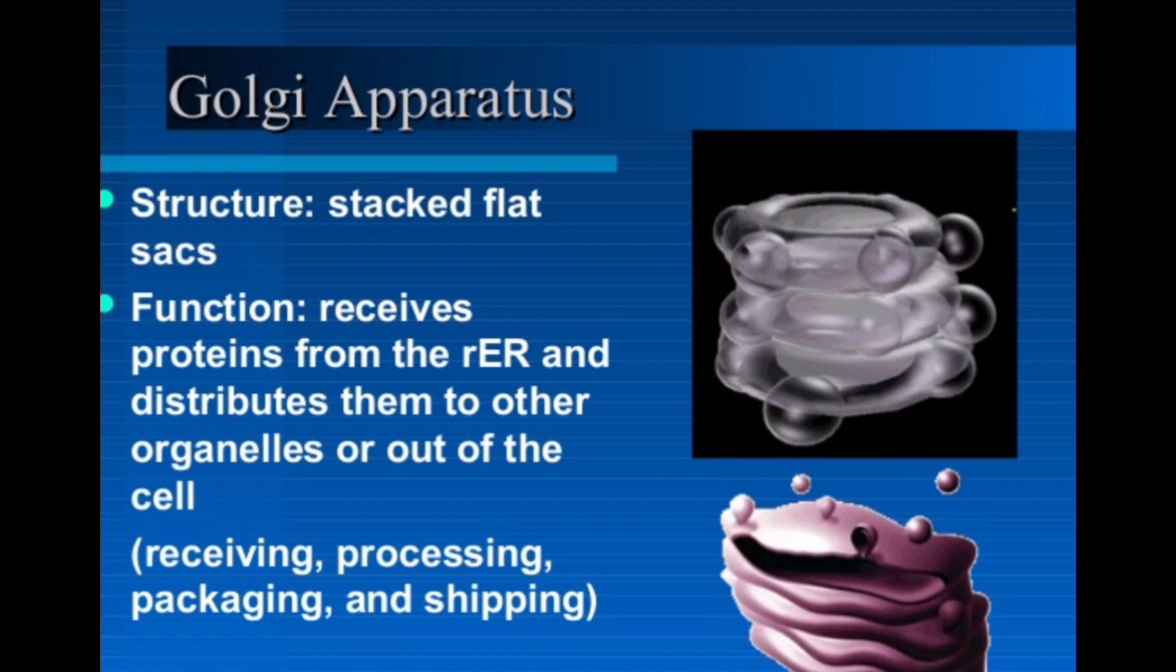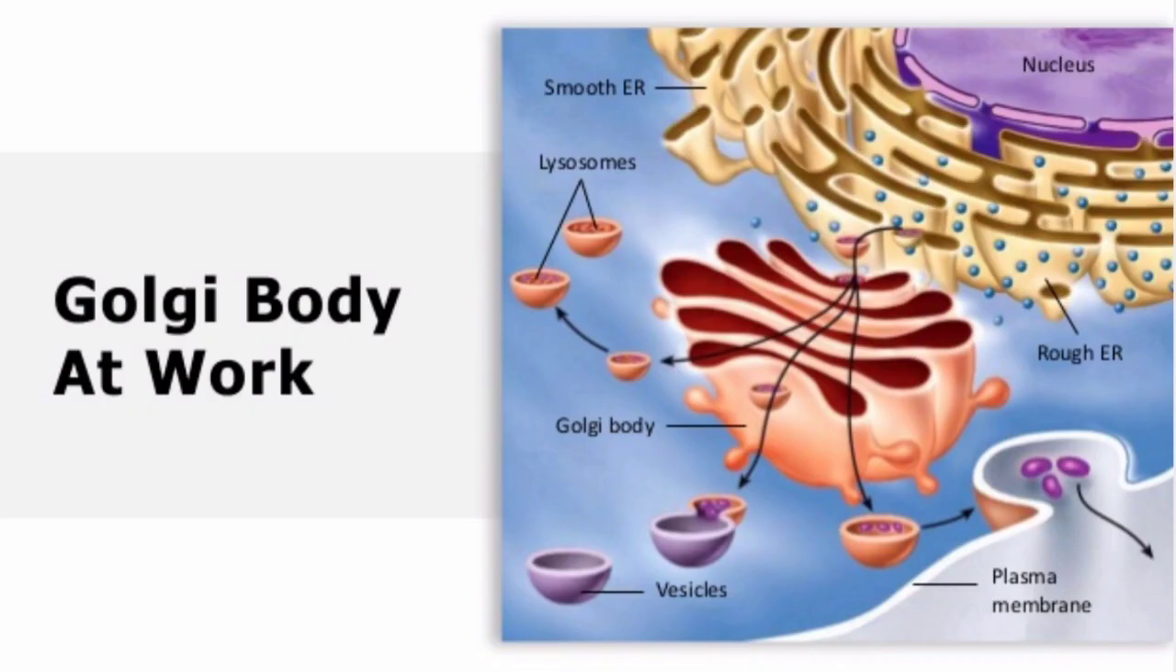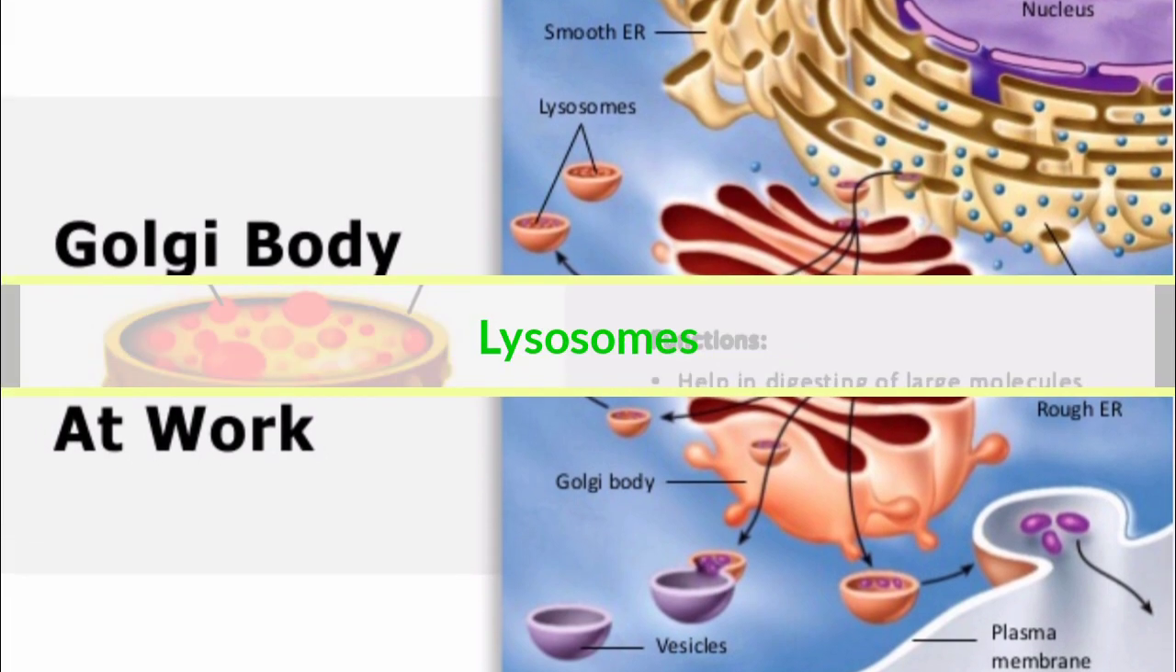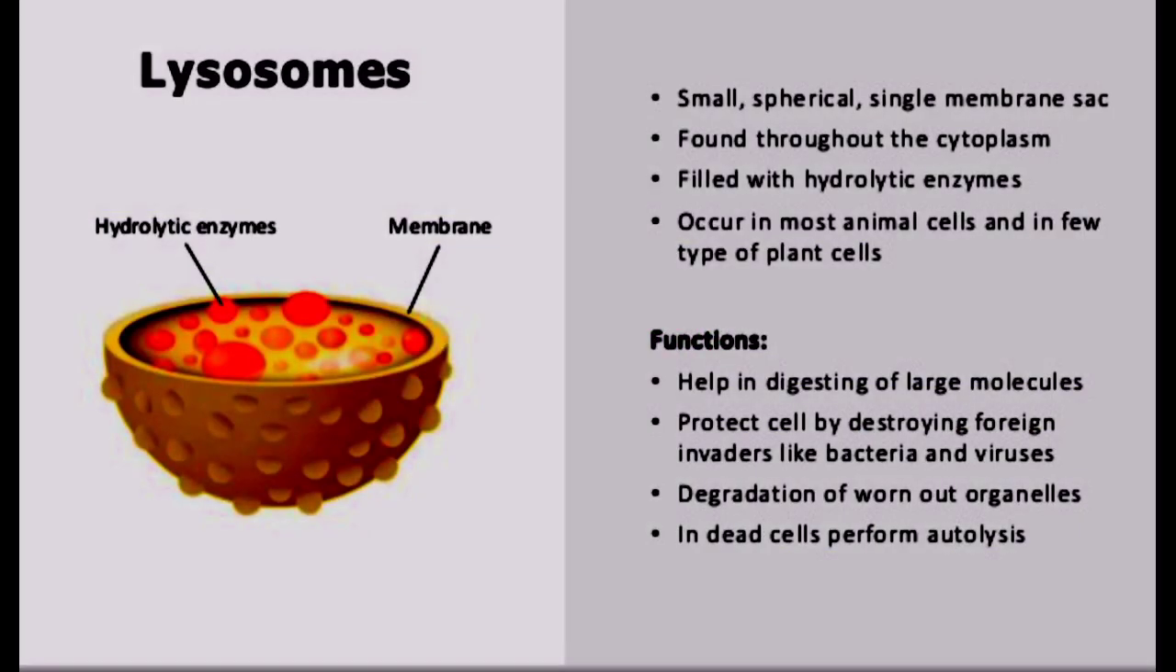And that is the reason that this organelle is also considered as the delivery system of the cell. It modifies, concentrates and packs the substances synthesized near the endoplasmic reticulum and directs them to the required destination. It is also known as the traffic police of the cell. Next, we will talk about lysosome.